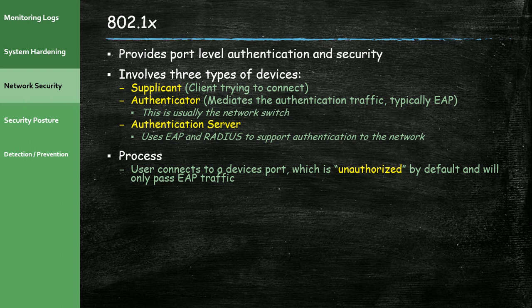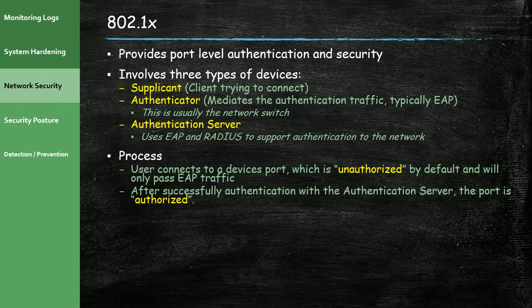So the only traffic that will be passed through that port while it's unauthorized is EAP traffic, which is that layer 2 traffic for the authentication. But once that authentication is successful, so once the user or the supplicant is authenticated to the network, then the port is authorized and will begin passing all traffic. All TCP traffic and UDP traffic will start traversing through that port. So that's basically how it works.